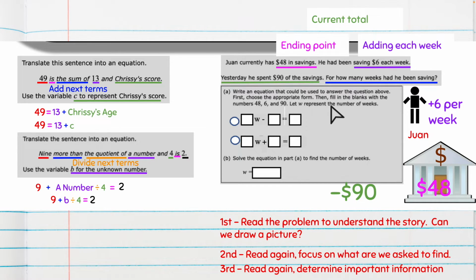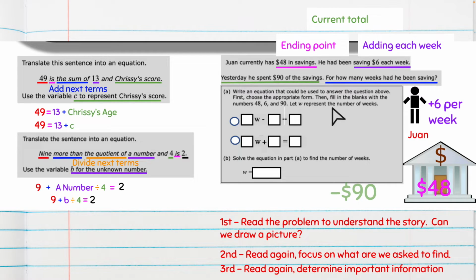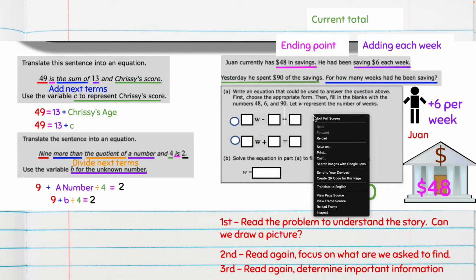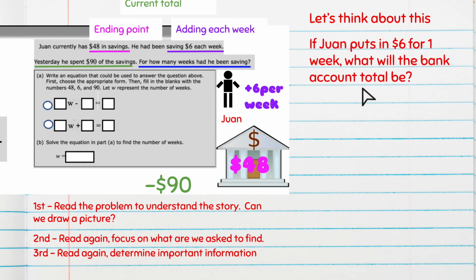So if we go over here to this guy, oops, darn it. I don't know why it keeps going backwards. Stop doing that. Okay, so we're going to think about it just for a second. If Juan puts in $6 for 1 week, what will his bank account total be? So I'm assuming they didn't give me a beginning. They gave me a current. They gave me how much he spent and how much he's saving. So I'm assuming if he starts saving at week 1, he'll only have $6. This is my assumption because they didn't tell me any other starting point. So I'm assuming 0 is his starting point.